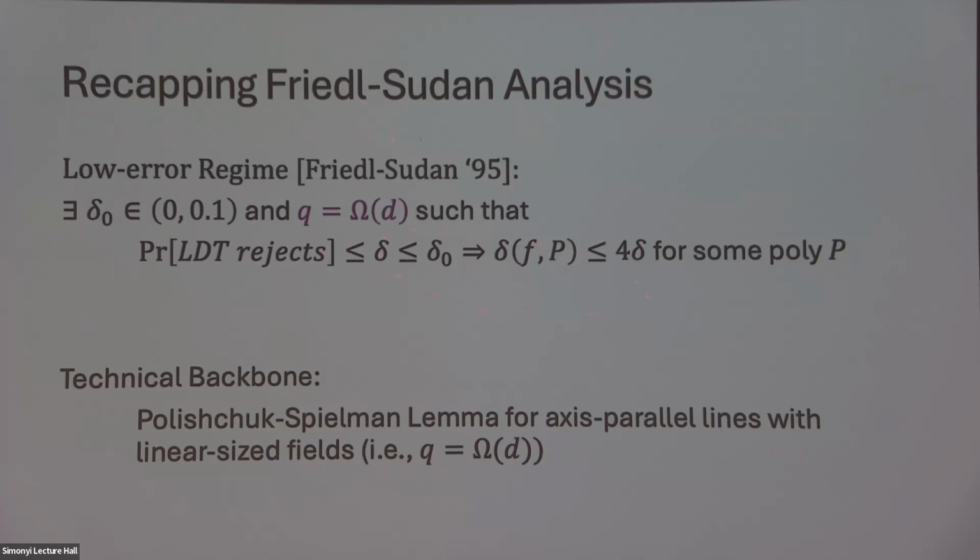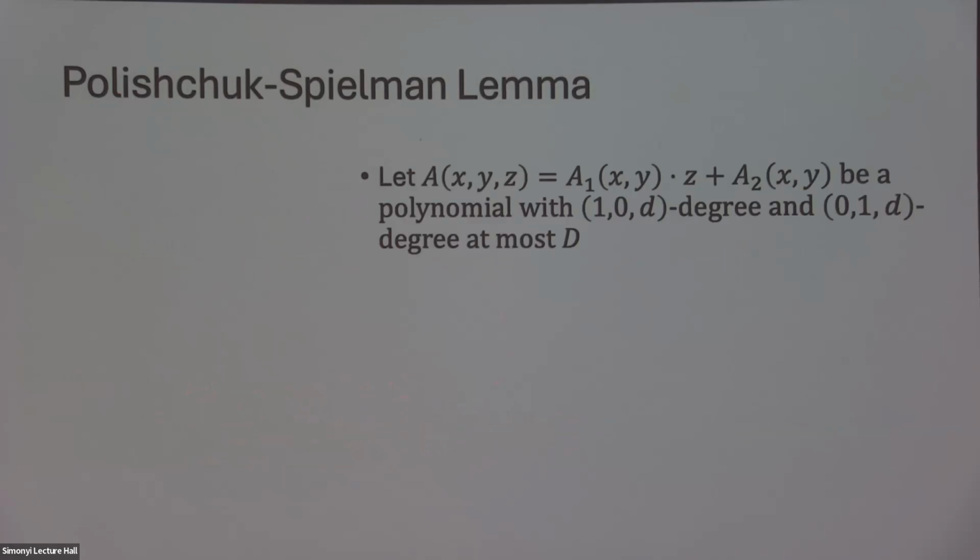So Friedl-Sudan proved a statement. This is in the low error regime, and the tool was the Polishchuk-Spielman lemma. So what I'll do in the next 5-10 minutes is we'll look at the Polishchuk-Spielman lemma, see if we can strengthen it to prove the corresponding higher error version. So what is the Polishchuk-Spielman lemma? I'm going to state it, for people who are familiar with it, in a slightly non-standard format. It's equivalent, but in a format that I can generalize shortly.